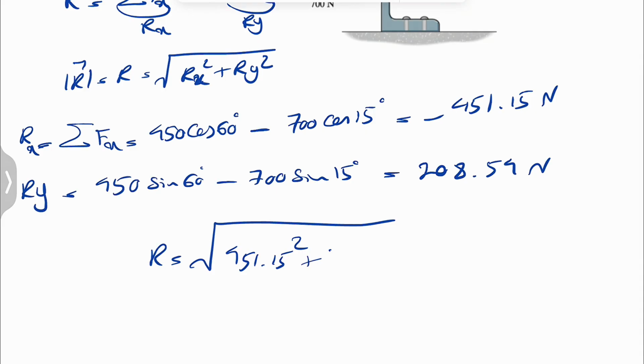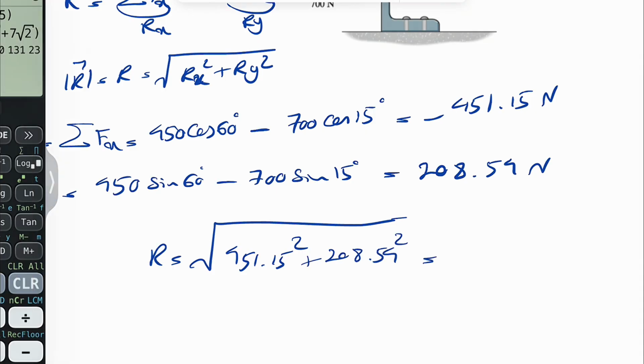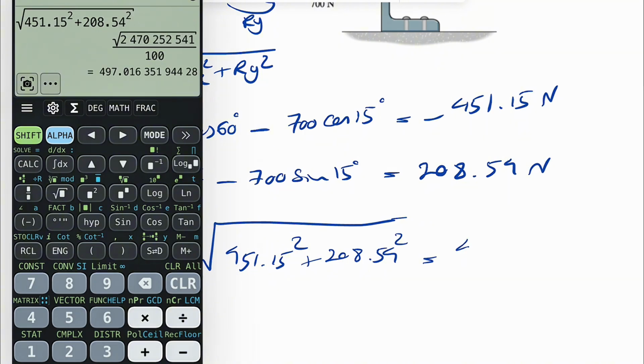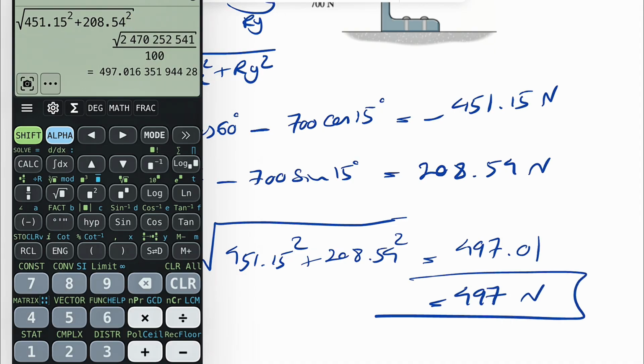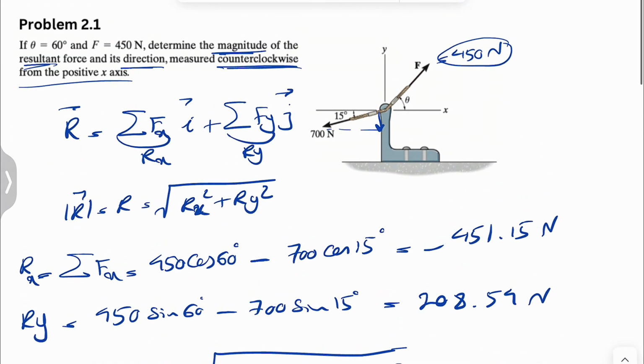Alright, so if we want to find the resultant, we basically have the square root of 451.15 squared plus 208.54 squared. Let's see what we get. Yeah, so that's going to be 497.01, and usually we report these things in three significant figures, so 497 newtons.